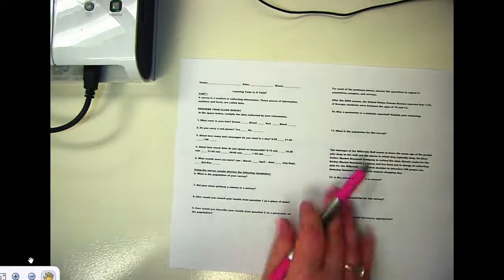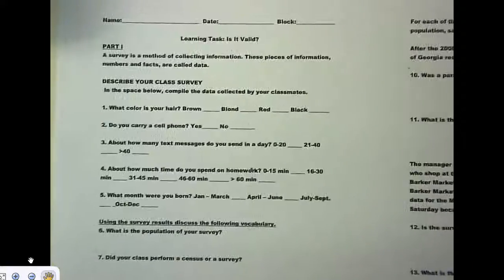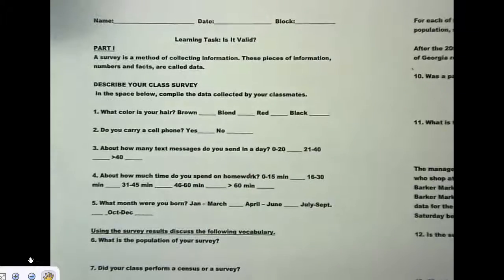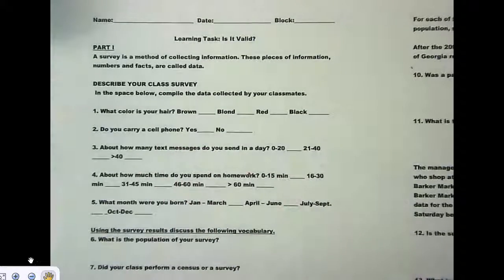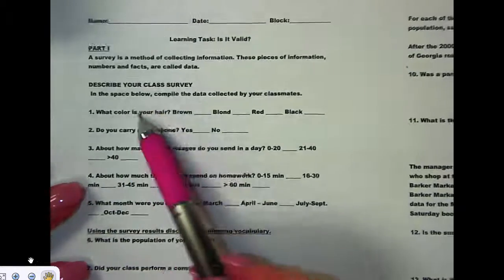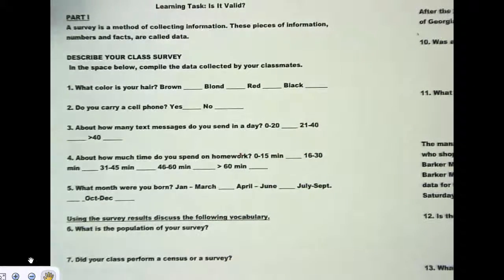So part one, a survey is a method of collecting information. These pieces of information, numbers, and facts are called data. So in the space below, compile the data collected by your classmates. All right, so we're just going to randomly or quickly go through this data and answer. If you're not sure if you have blonde hair or brown hair, it's really not that serious. Just pick a category so that we can go on.